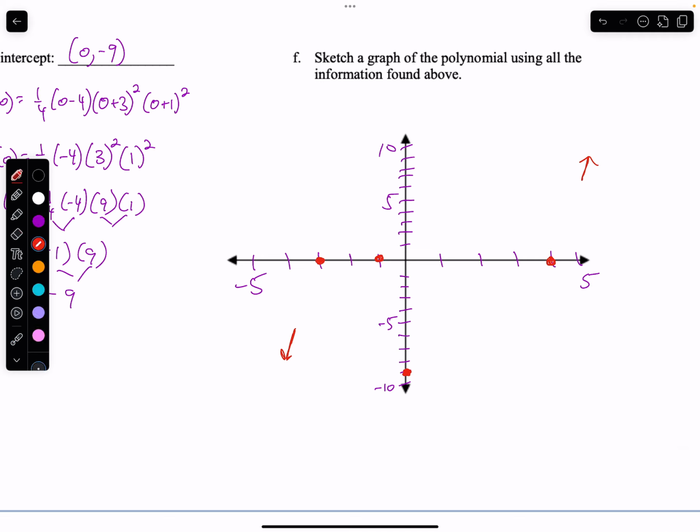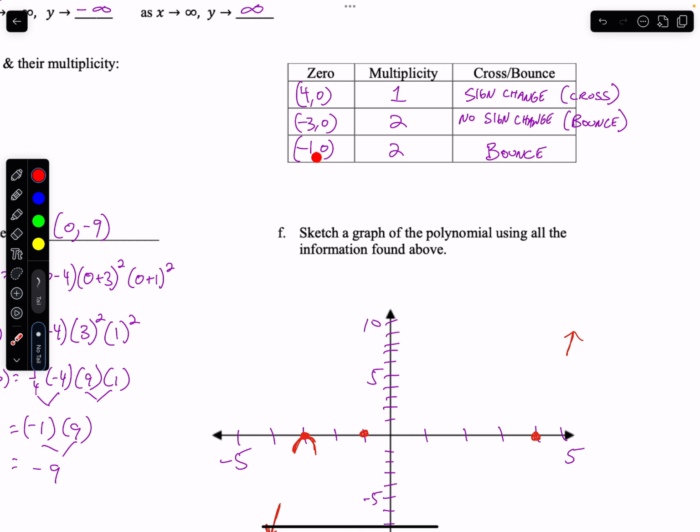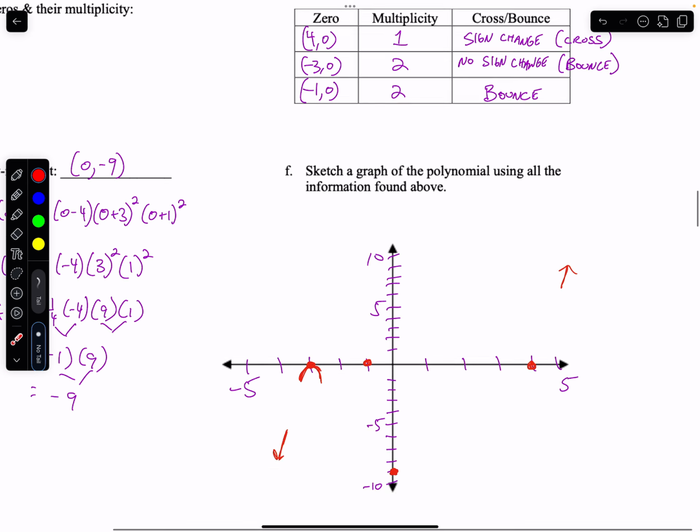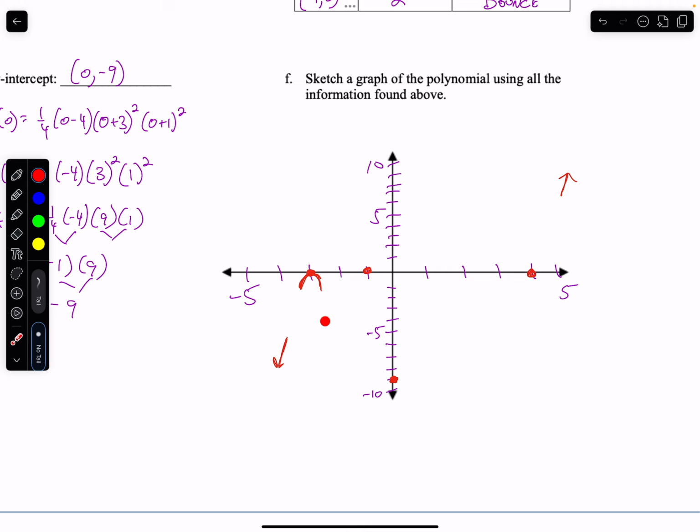Sometimes I like to just draw that in first. All right, so we started down here. We're going to bounce, come down. Then we're going to come back up at this 0. At the 0, -1, our multiplicity is also 2. It's going to bounce again. Since it's multiplicity 2, it's like a little mini parabola. So we're going to go down, come back up, and bounce again like a little parabola. It's going to go back down, hit this y-intercept, and then turn around and come back up here.